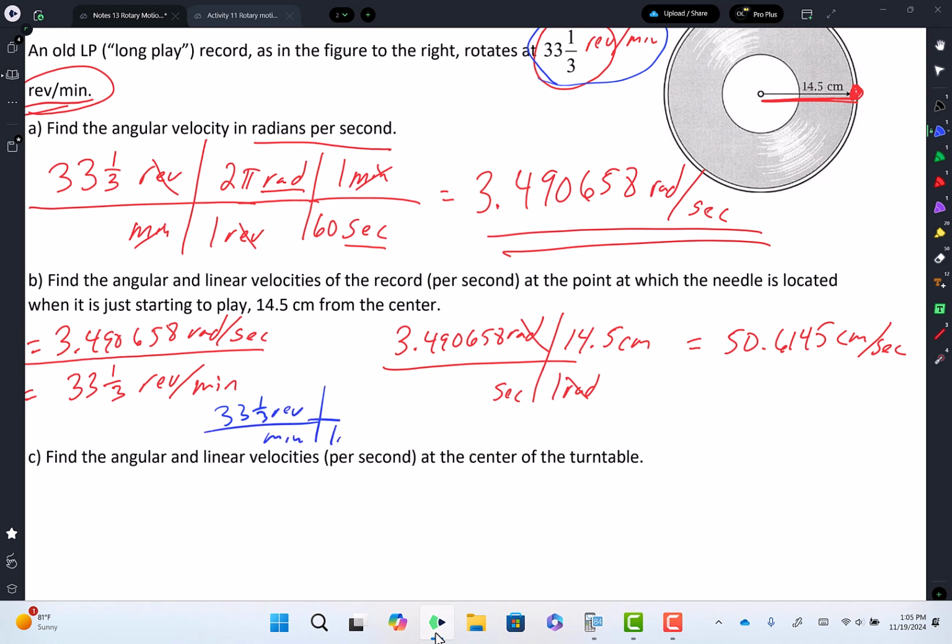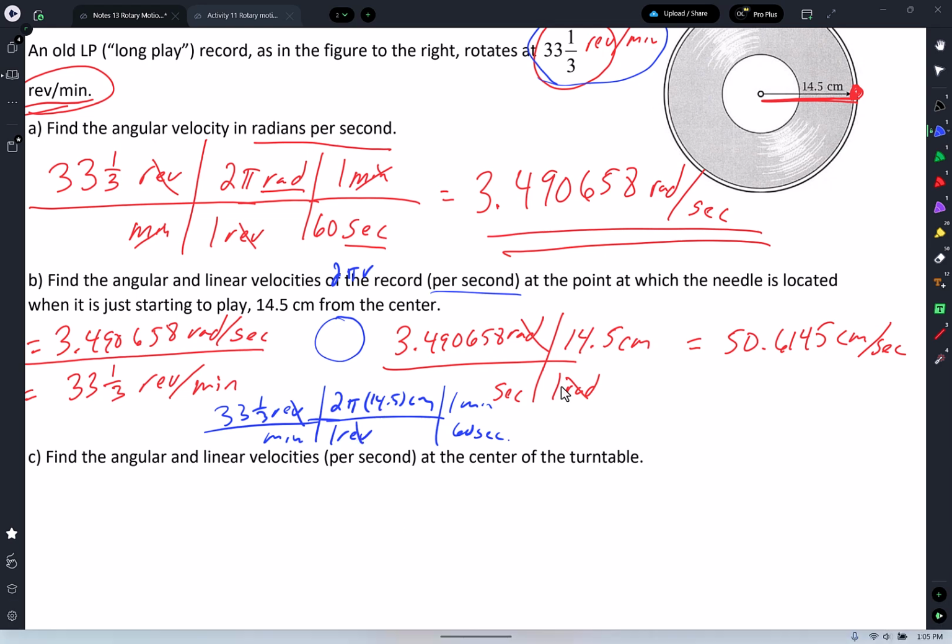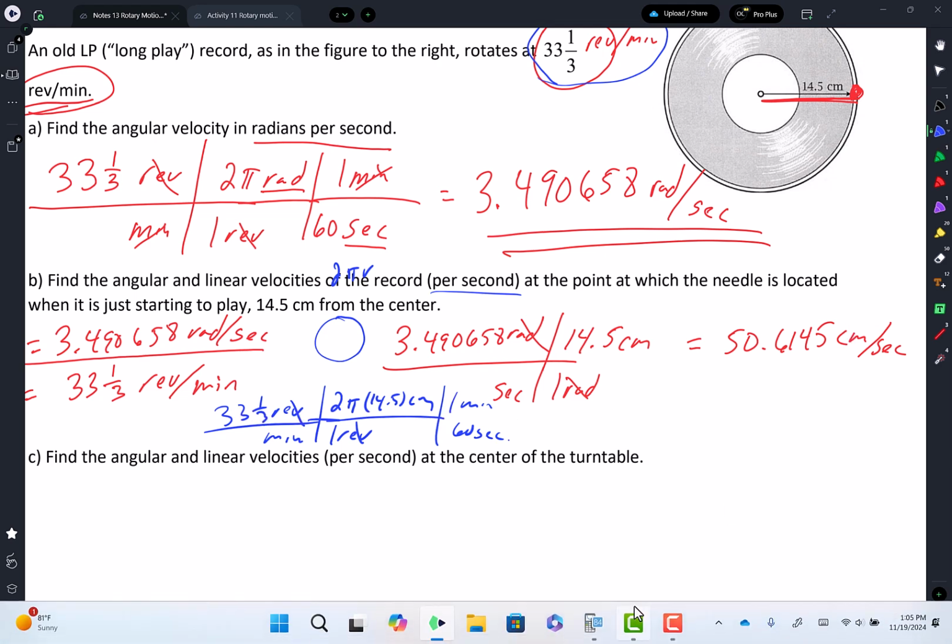And then in one revolution, you cover the circumference of a circle, which is 2 pi r. So in one revolution, you cover 2 pi times 14.5 centimeters. That's how much distance that covers in 1 revolution. And then they want it per second, and in 1 minute, there are 60 seconds. So if you think about it, it's really the same thing. See, there's your 2 pi times r, 2 pi times r, then 1 radian. 2 pi radians is 1 revolution. So check it out. If I do this, I'll get that same answer.